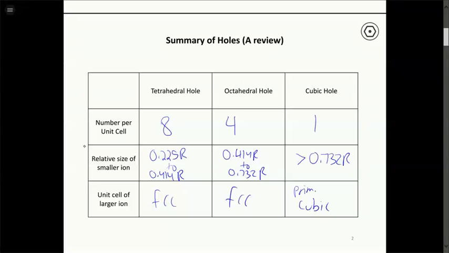All right, so we don't have, at least any that we're going to talk about, any common ionic structures that derive from body-centered cubic. It's either face-centered cubic or primitive cubic that gives rise to these types of holes that we can build ionic structures from. All right, so with that as a little bit of a review, let's look at a couple of problems.